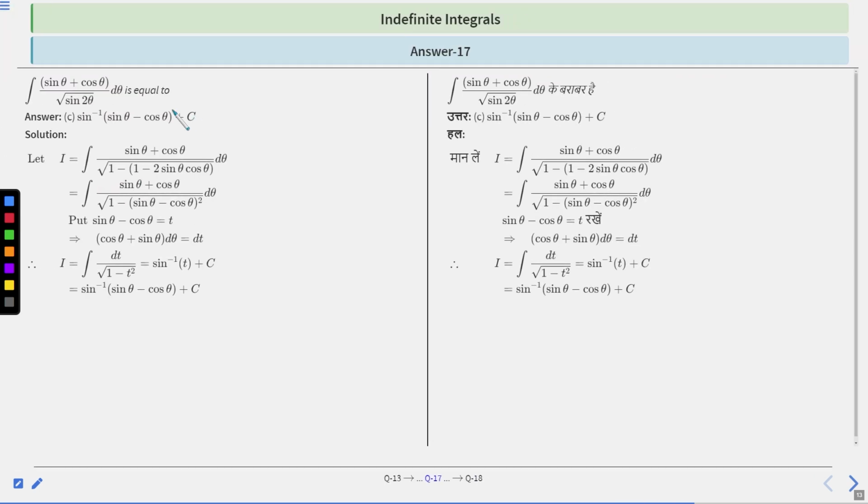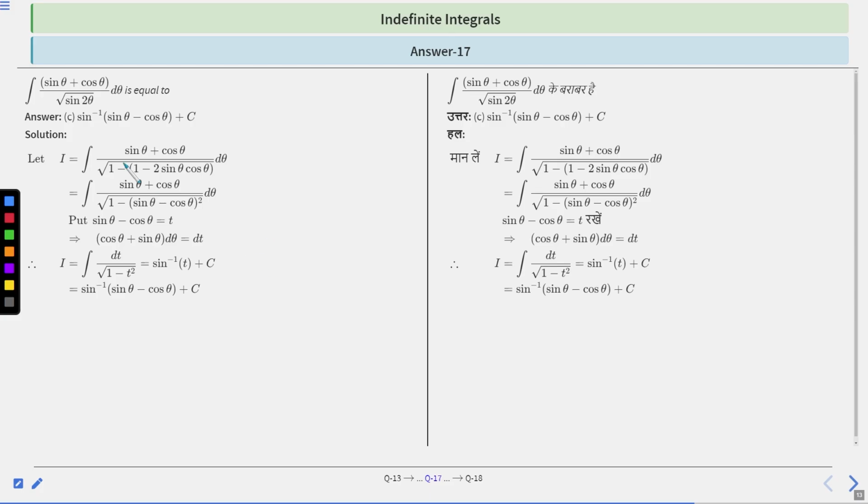Okay, let's move to the solution part. I can be written as the integration of sin theta plus cos theta upon root over sin 2 theta, which can be written with 1 minus 2 sin theta cos theta. We have converted sin 2 theta in terms of sin theta plus cos theta, as we discussed. So the integration of sin theta plus cos theta, now 1 minus 2 sin theta cos theta can be written as (sin theta minus cos theta) whole square, because 1 can be written as sin square theta plus cos square theta. So sin square theta plus cos square theta minus 2 sin theta cos theta is basically (sin theta minus cos theta) whole square.